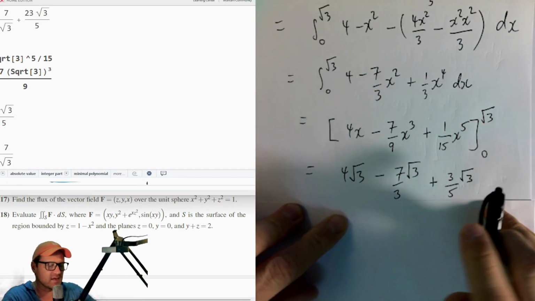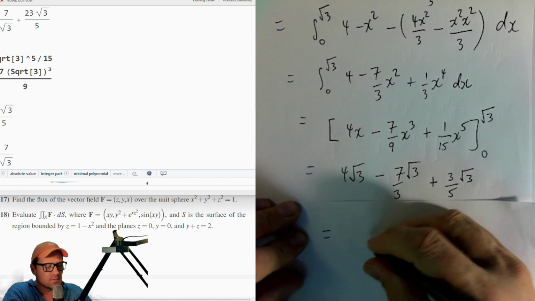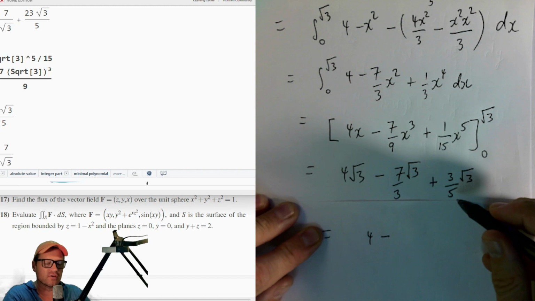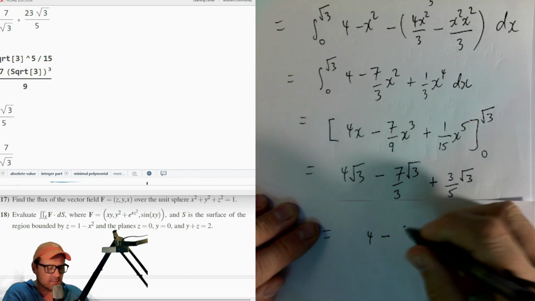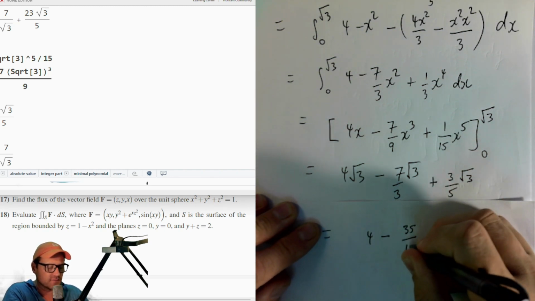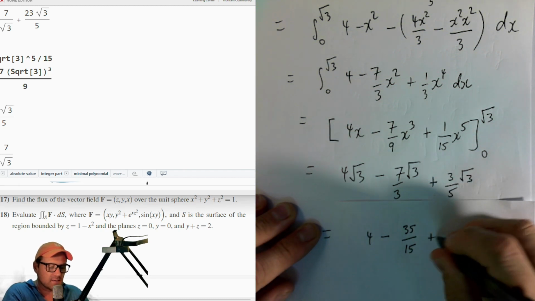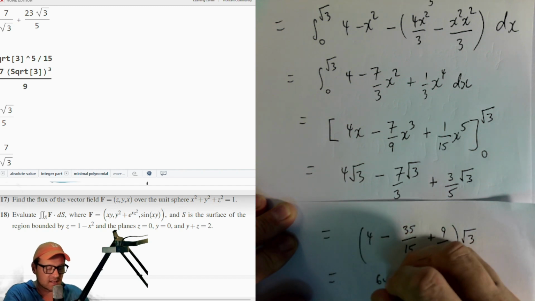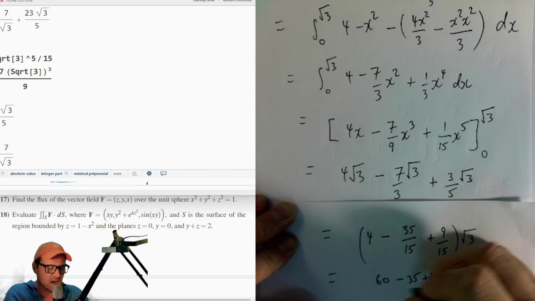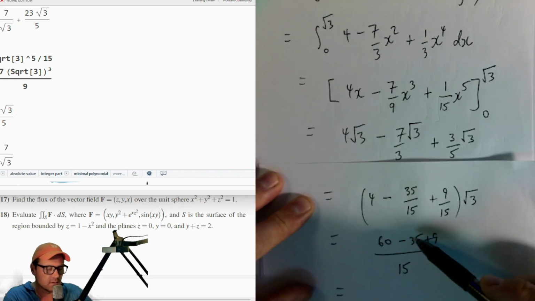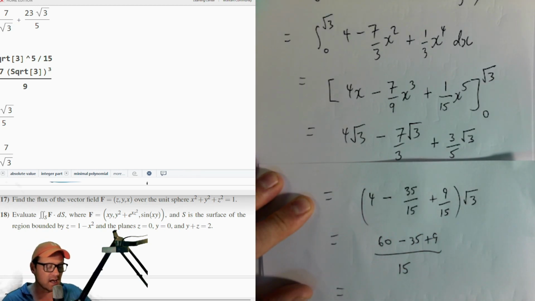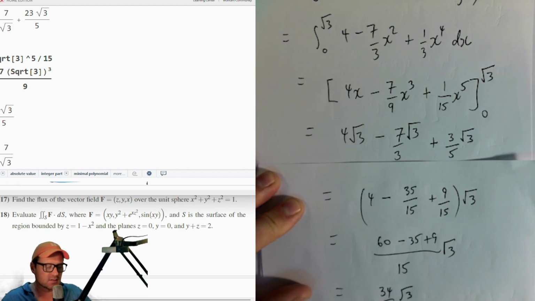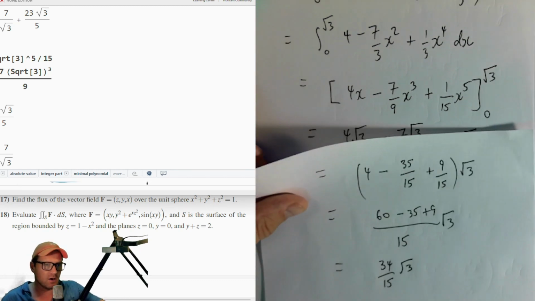Okay, so simplifying this, we have a common root 3 here, which we can pull out. So 4 minus, now let's place these over 15. So 7 times 5 is 35 over 15. 3 times 3 is 9. 9 over 15. 15 times 4 is 60. So 60 minus 35 plus 9 all over 15. So we have 25 plus 9, which is 34 over 15. And we need to put in the root 3. So 34 root 3 on 15.